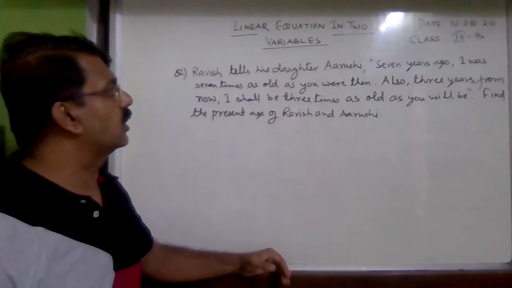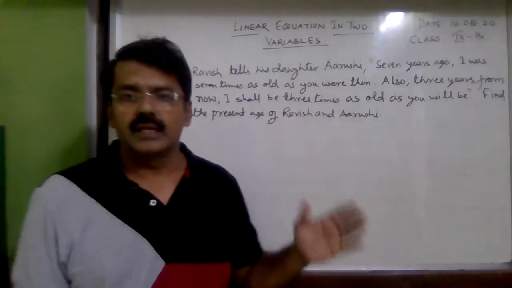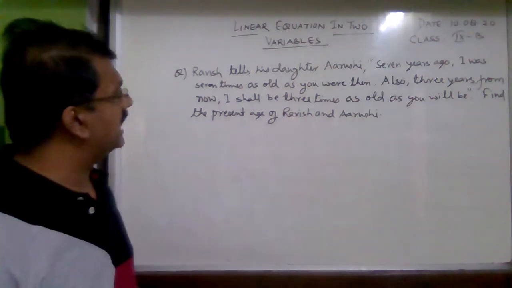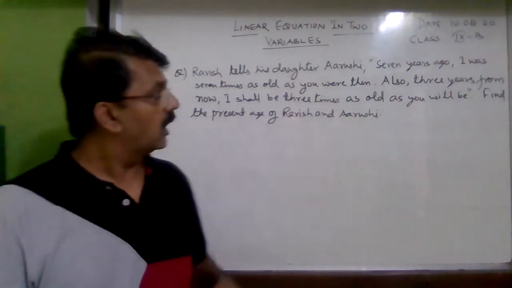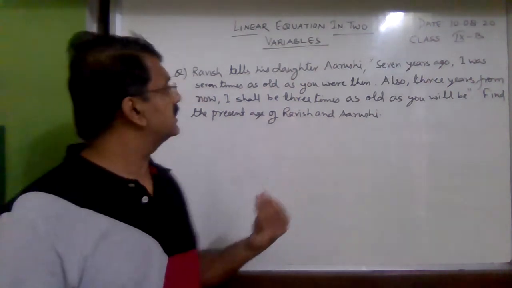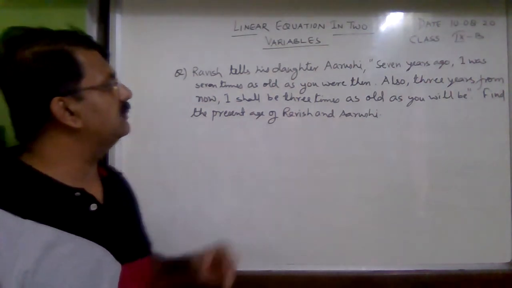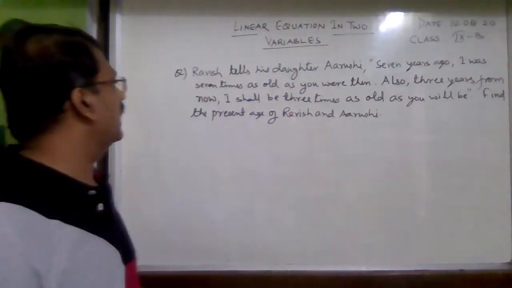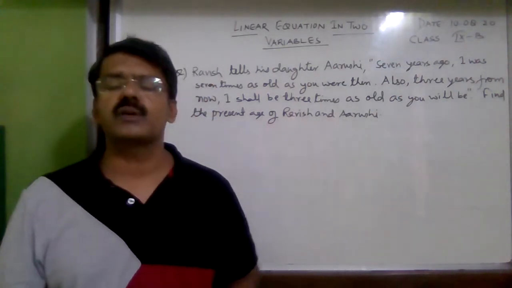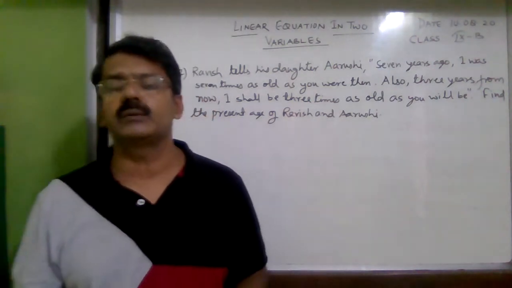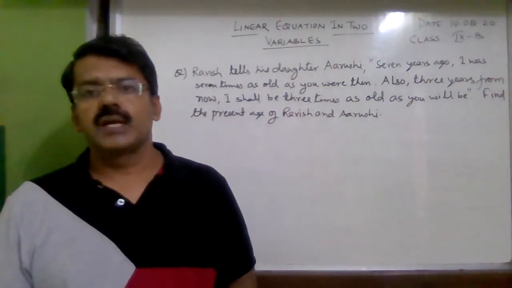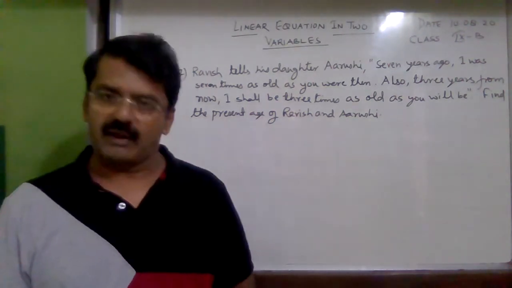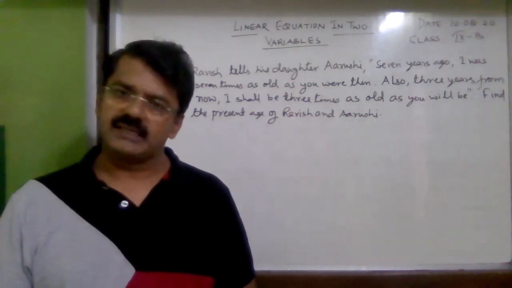Okay, so the question says Ravish tells his daughter Arushi that 7 years ago I was 7 times as old as you were then. Also, 3 years from now I shall be 3 times as old as you will be. So find the present age of Ravish and Arushi. First of all, we'll form two linear equations in two variables. Then I'll show you how to solve these two equations both graphically and algebraically.